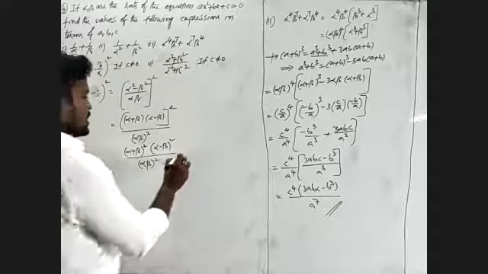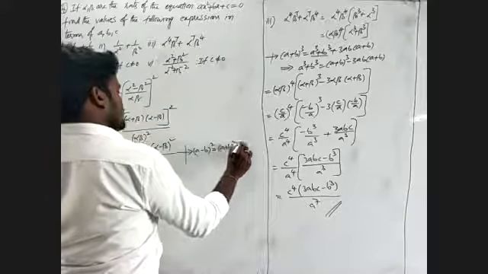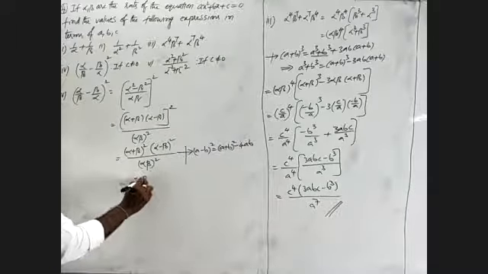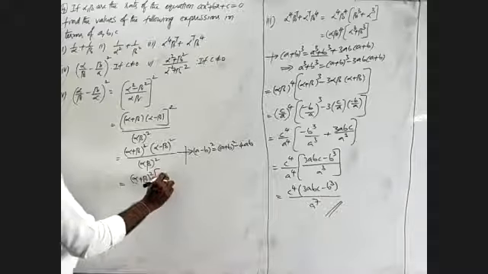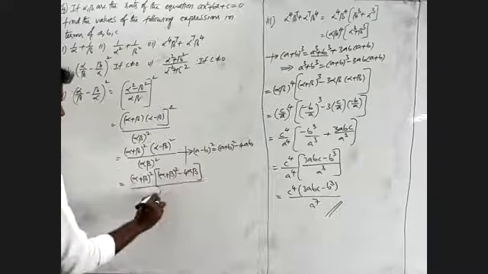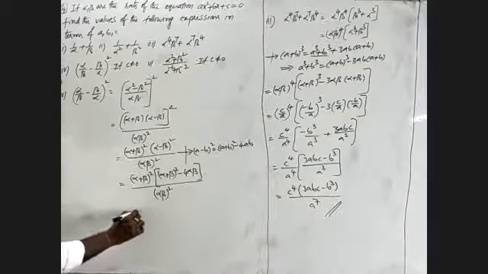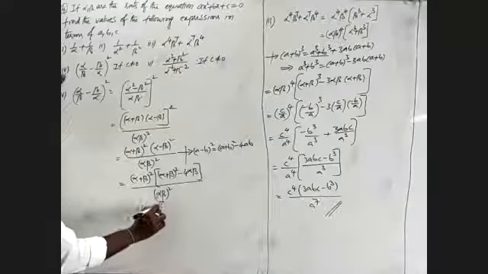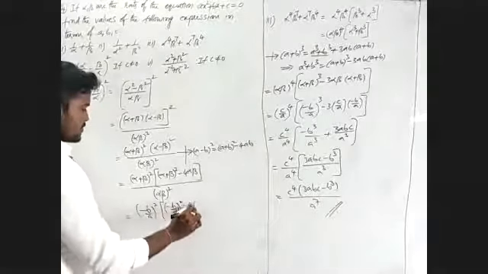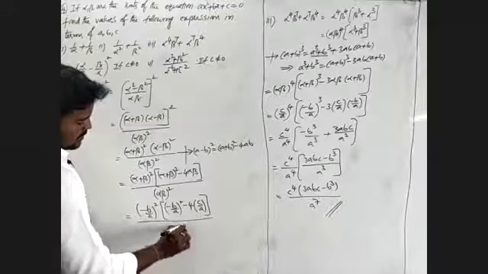Already we know one formula, that a minus b whole square is a plus b whole square minus 4ab. So this can be written as alpha plus beta whole square into alpha plus beta whole square minus 4 alpha beta, by the denominator alpha beta whole square. I have to expand their values. Alpha plus beta is minus b by a whole square, minus 4 into c by a, and the value of alpha beta is c by a whole square.